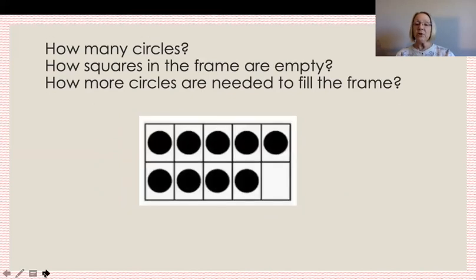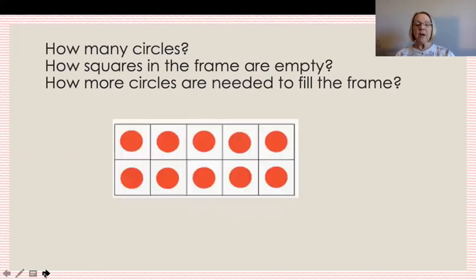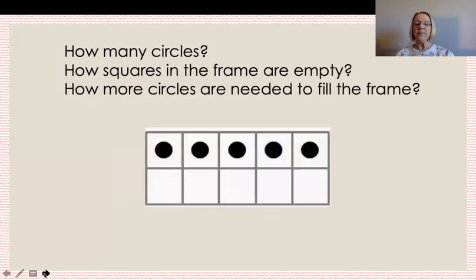How many circles? 9. How many squares are empty? 1. So how many more circles do we need to make 10? 1, correct. How many circles? 10. How many of the squares in the frame are empty? 0. How many circles are needed to fill the frame? 0. Good.